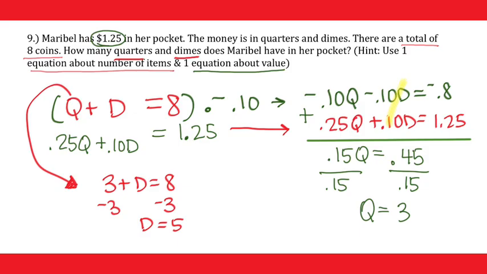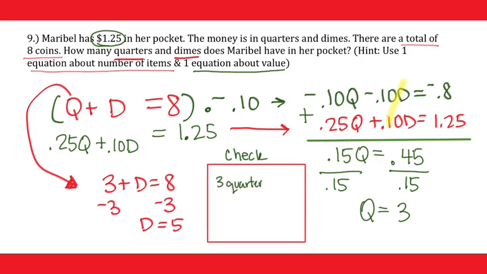Now the great thing is I can always check these, right? If I check this, and you have the entire class period for this test, I can make sure that my answer is correct. If I have 3 quarters, that's 75 cents. And if I have 5 dimes, that's 50 cents. And if I add that up, I get $1.25, which is what we know she had in her pocket.